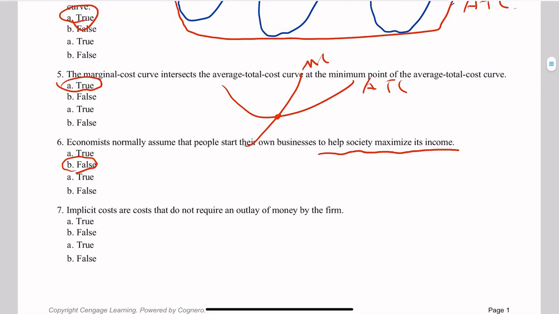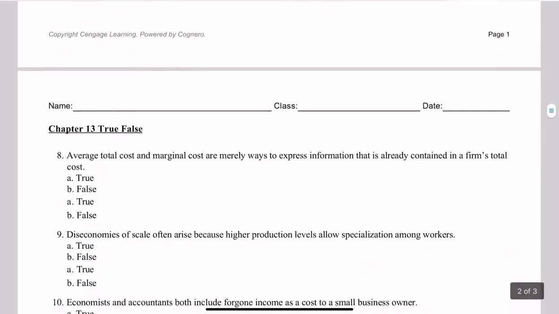7th, implicit costs are costs that do not require an outlay of money by the firm. Well, this is the exact definition of implicit cost, right? So implicit cost does not require the outlay of money, and explicit cost requires the outlay of money. So this is correct.